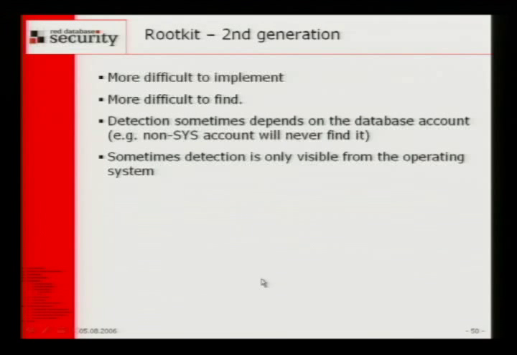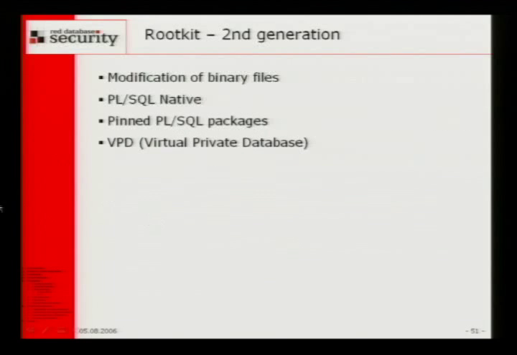This was all stuff that, if you are using checksums, is easy to find. So checksum all objects, and if there are modifications, then you should have a deeper look at the modified objects. But my goal was to have a rootkit without modification in the data dictionary, because then you cannot use checksums to find this stuff. And I found several possibilities for how to implement this.